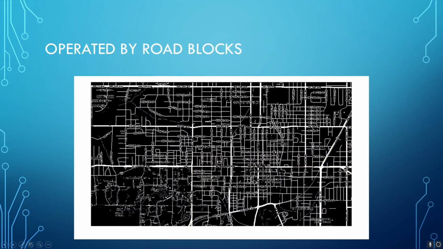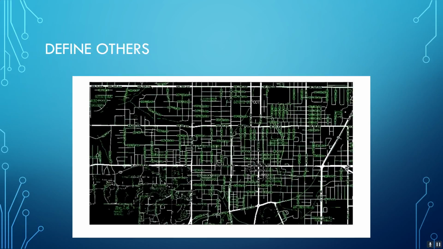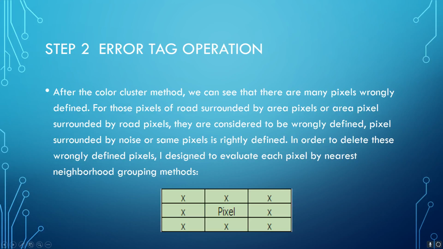And finally, for those pixels that do not belong to roads, do not belong to areas, and do not belong to noise, and do not belong to river, I define this pixel to be noise and its color to be green. Here. Okay. And here is the second step.